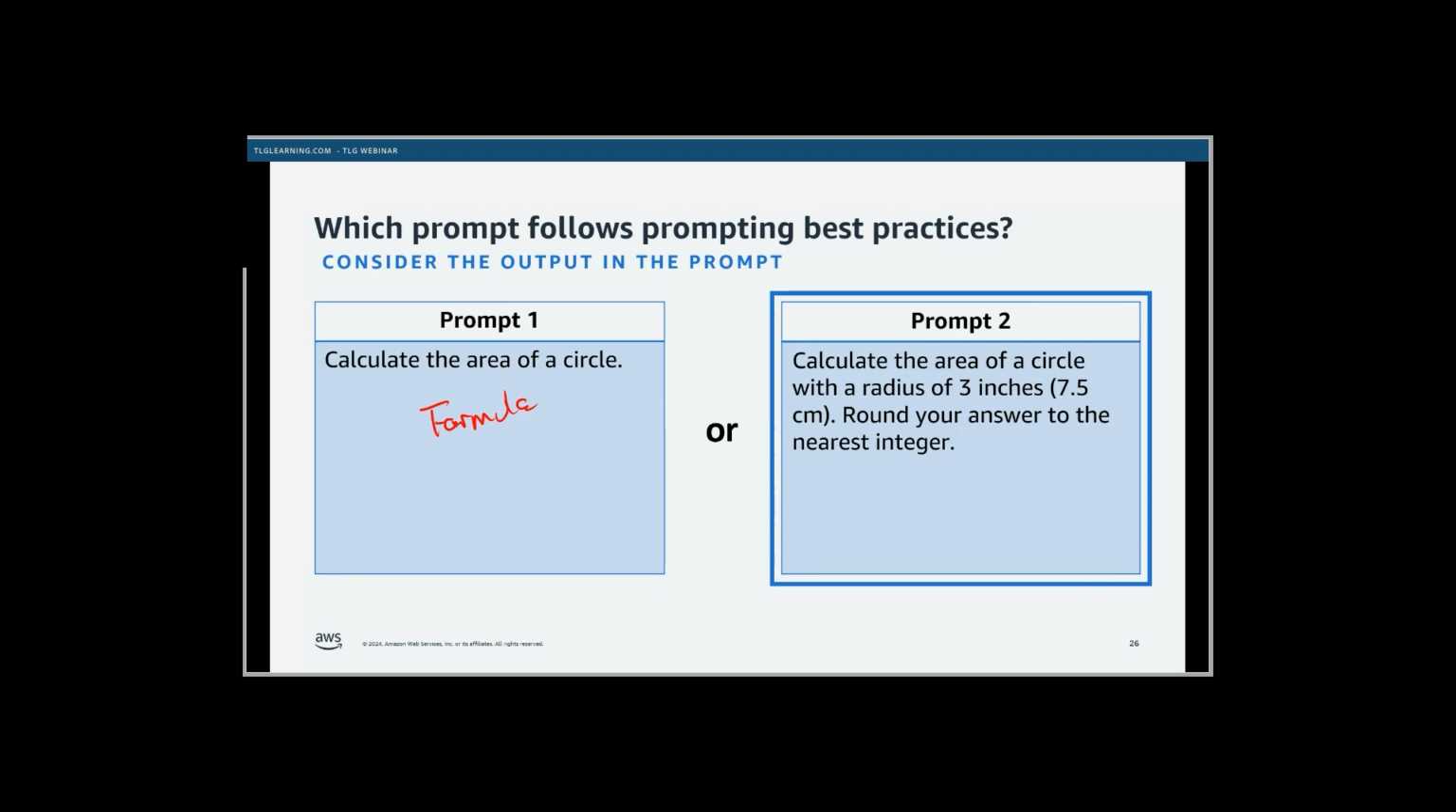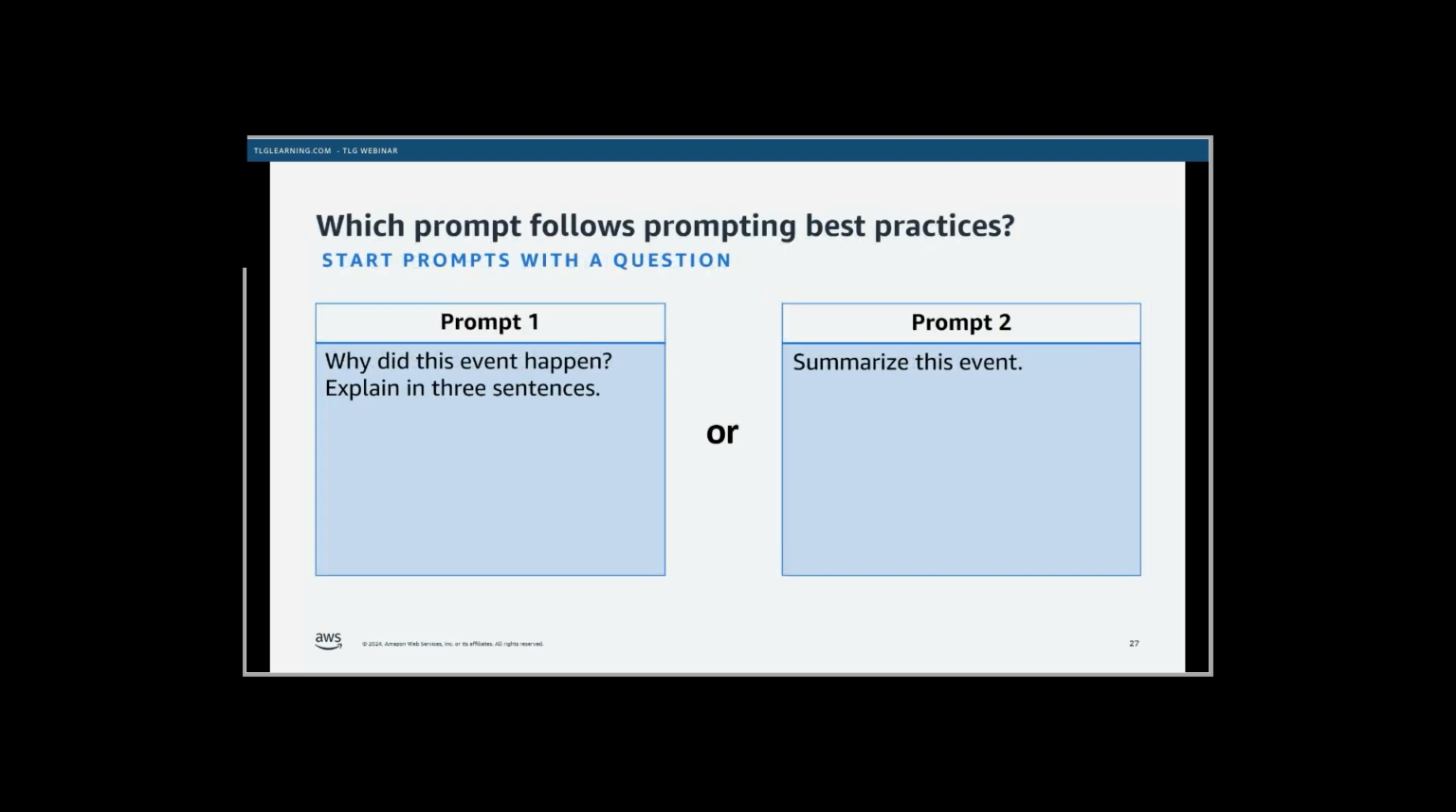Here, prompt number two, we provided more specifics. Of course, we gave it details about calculating the area of a circle. What circle? Well, this one. This circle's got a radius of 3 inches, and we provided the measurements. We wanted to round the answer to the nearest integer. So if you're dealing with numbers in the output, we could specify how many decimal places we want it to be represented. We gave more instructions about the type of output we wanted. And our next best practice, start prompts with a question.